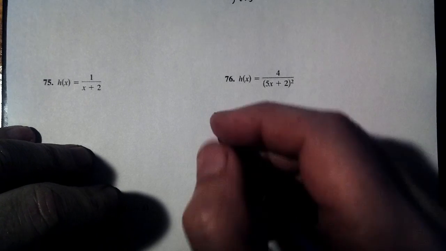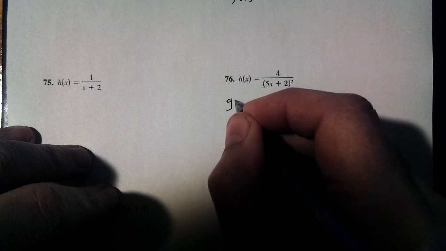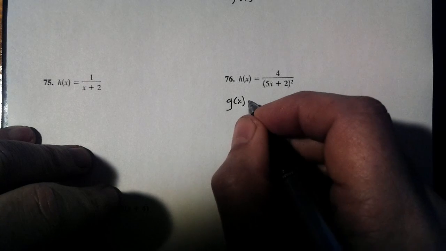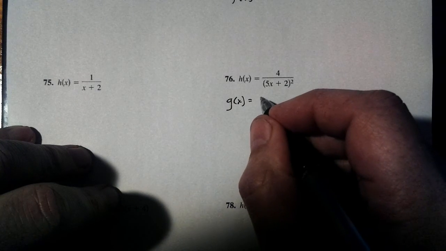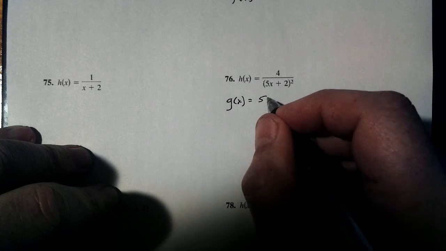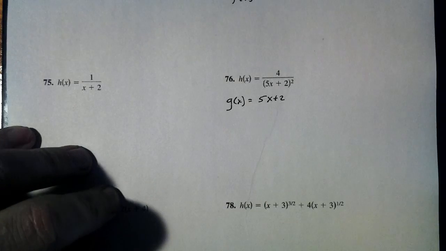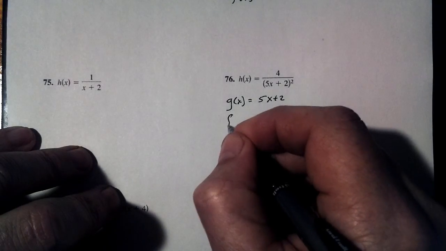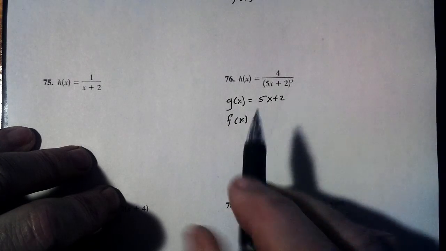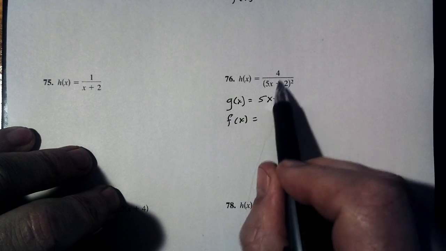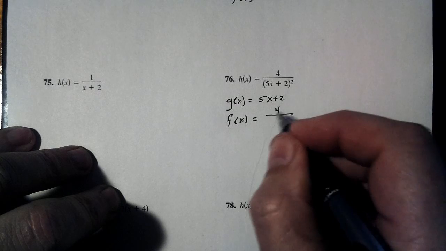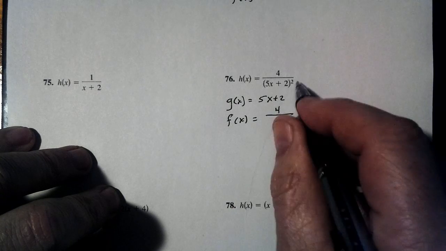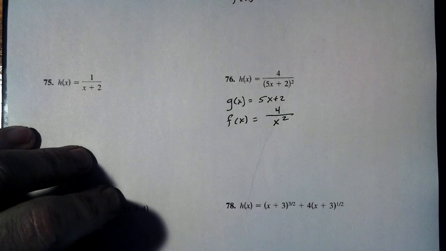So here's what we could do. We could say, let's let g of x be 5 times x plus 2. Then what is left for f? Well, we have to put that thing underneath 4, but we still haven't squared the thing. There's a good answer.